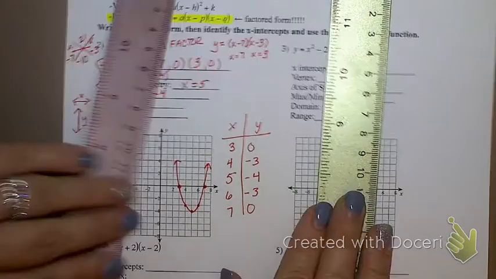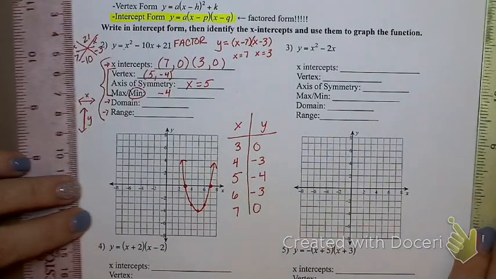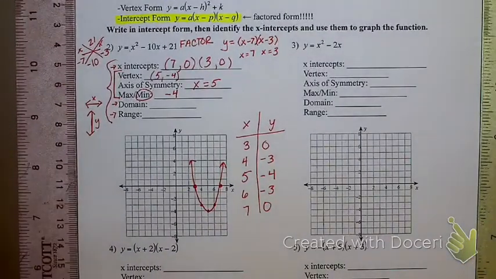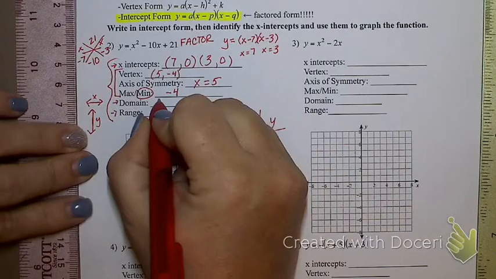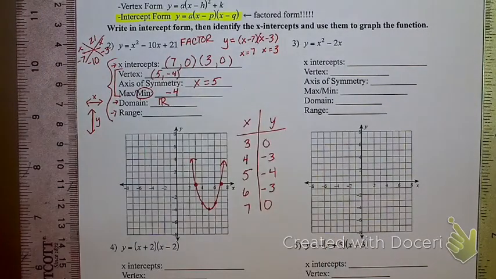So that means from left to right, there's nowhere I can put a wall where it's not going to affect my graph. Yeah? That means my domain is what we call all real numbers. There's nowhere I can stop, so all real numbers are possible left to right.